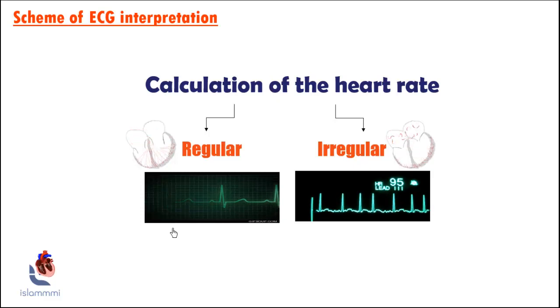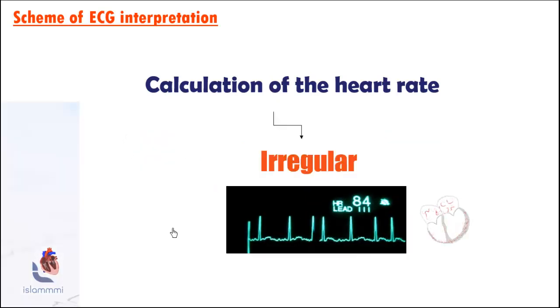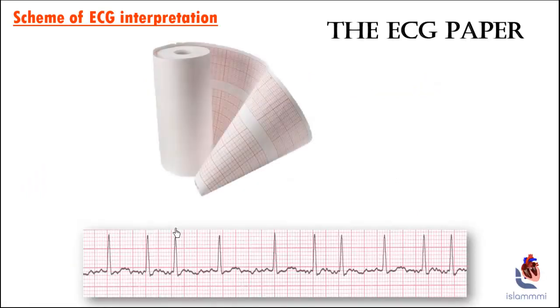So what about the other condition, if the heart rate is irregular? If the heart rate is irregular, we cannot use the first method. So what are we going to do? You would have to take at least 1.5 meters of the ECG in order to count how many R waves come in 1 minute. So you have to make 1.5 meters of ECG.